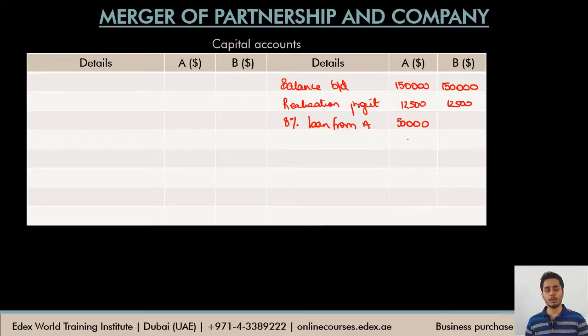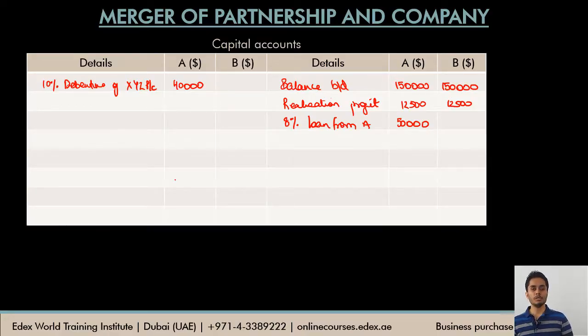And against this loan, the firm is going to give away 10% debentures of XYZ PLC to A. It is first going to receive the 10% debentures from XYZ PLC, and then the firm will distribute it to A in discharge of the loan amount. So 10% debentures of XYZ PLC. If you remember, we received 40,000 worth of debentures that will be given entirely to A.